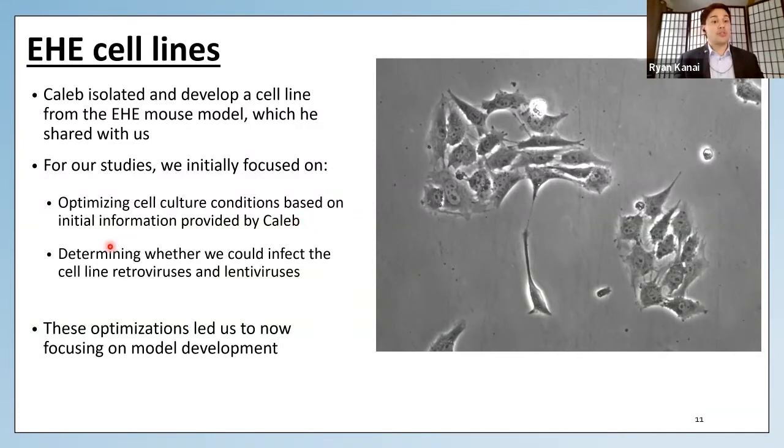And then we wanted to make sure that these cell lines could be infected with retroviruses and lentiviruses, which would allow us to pursue our candidate regulators in EHE cells. The data is not shown here, but we were actually able to successfully infect these cells with both retroviruses and lentiviruses. So with these foundations in place, we decided to focus on model development for studying EHE using these cell lines.